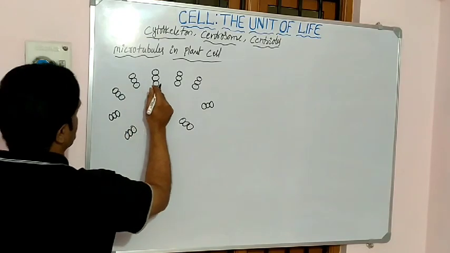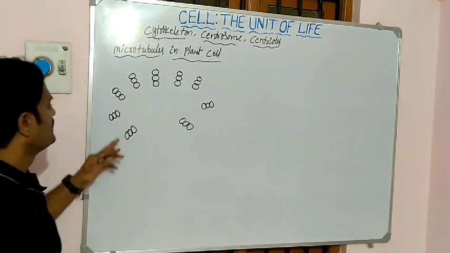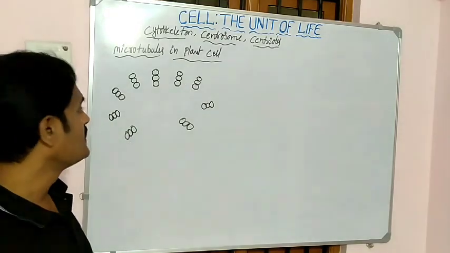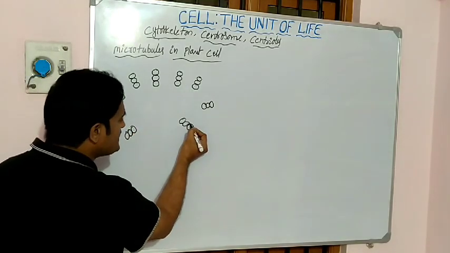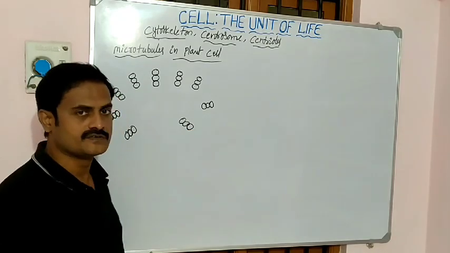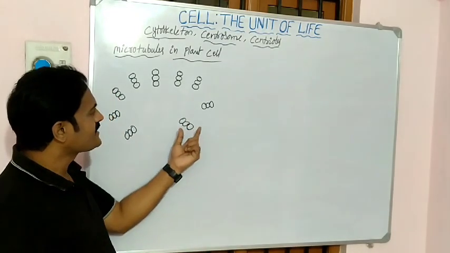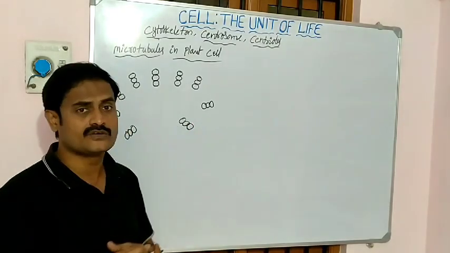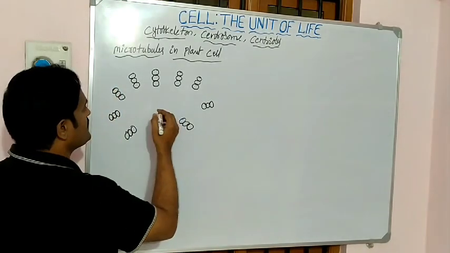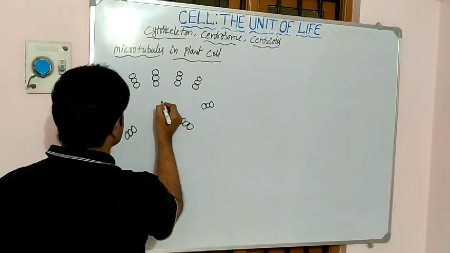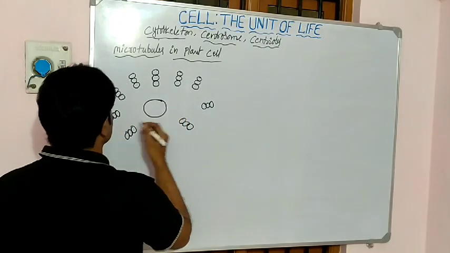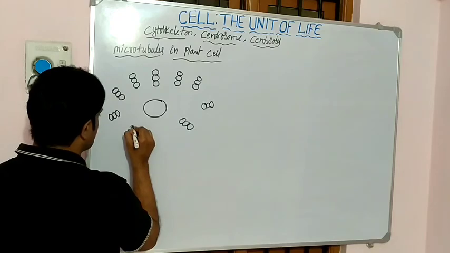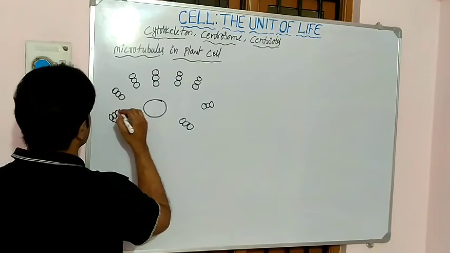One, two, three, four, five, six, seven, eight, nine. So 9 microtubules, and each circle indicates one microtubule. So 3 microtubules are joined to each other. They form a microtubule unit. See here, this kind of arrangement is present in the plant cell. Suppose one microtubule is attached to another microtubule like this.